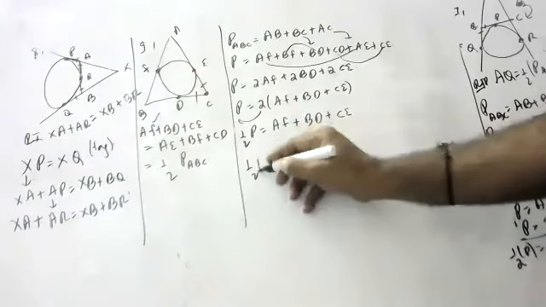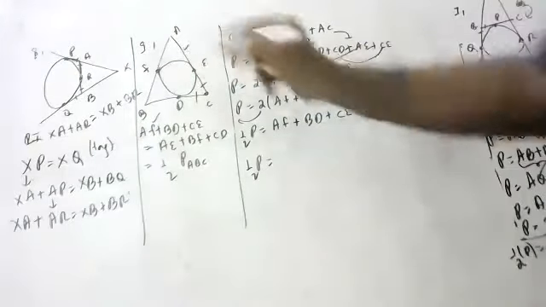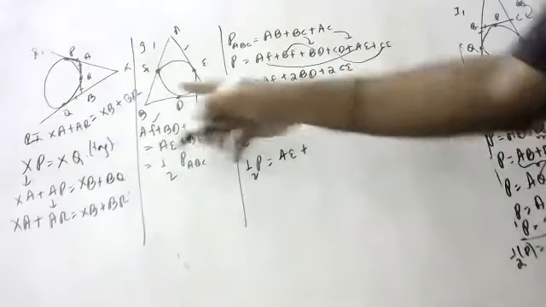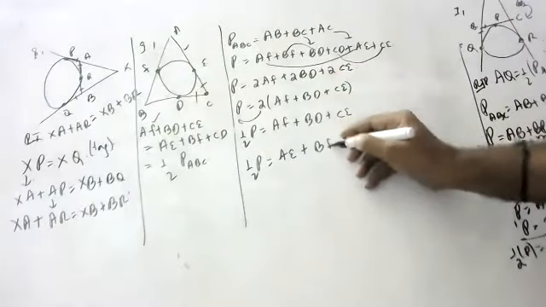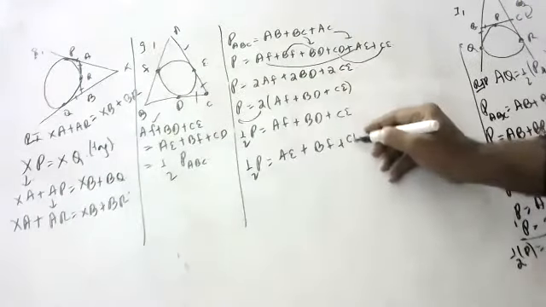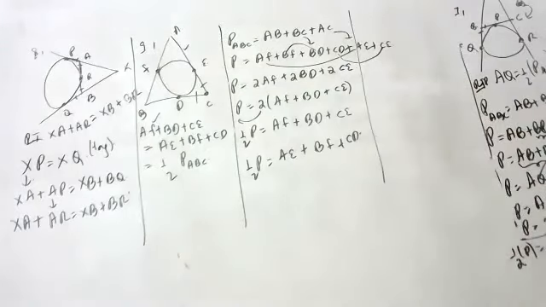Or half of the perimeter: AF can also be written as AE, BD can also be written as BF, and CE can also be written as DC. Why? Because tangents meeting at a point are equal. Okay, so like that you have to write, children.